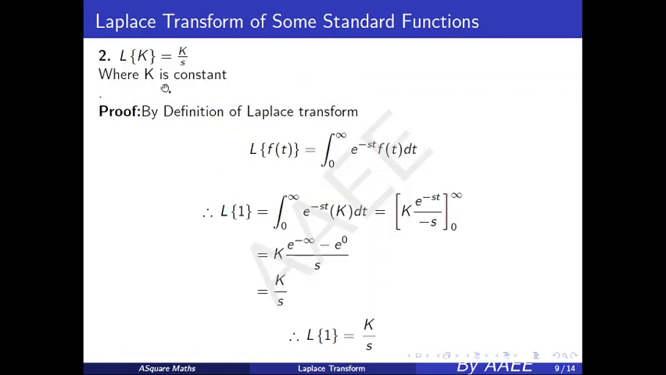Laplace transform of k, where k is constant. By definition of Laplace transform, as usual, integration from 0 to infinity e raised to minus st f of t dt. F of t will be replaced by k, and k is a constant, so it will be outside, and integration of e raised to minus st is e raised to minus st upon minus s. By putting the limit, this will be 0 minus (minus k upon s), that is k upon s.